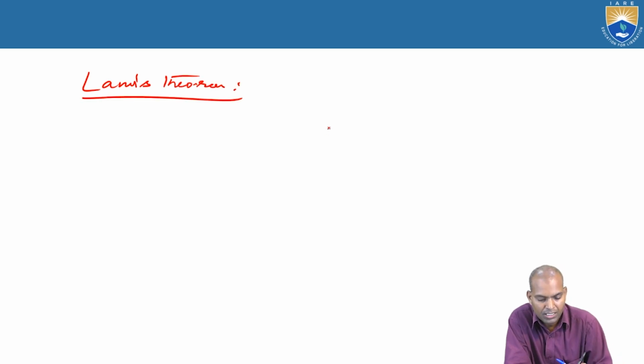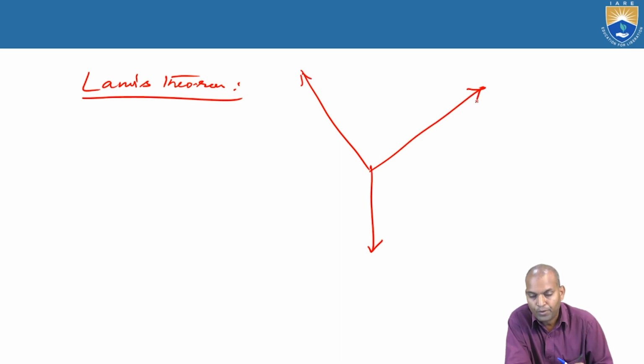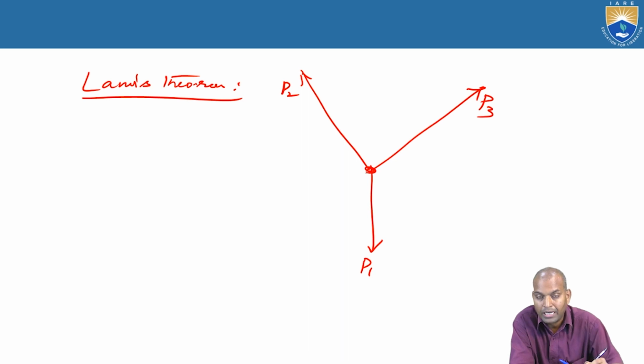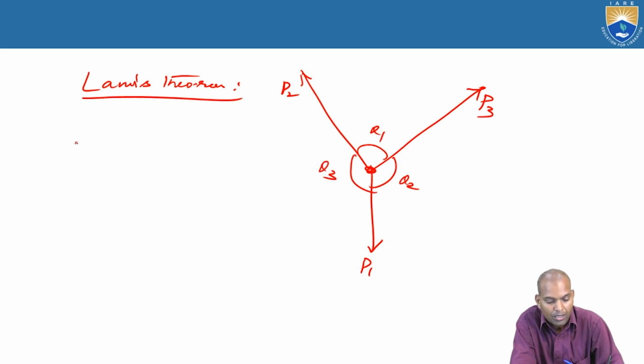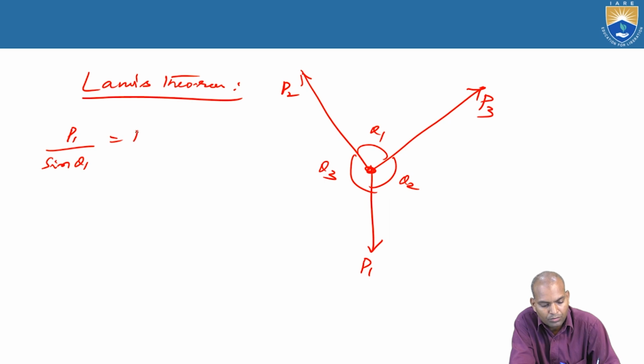Lami's theorem is used to calculate the unknown forces, provided one force and the angles between them are known. Suppose P1, P2, P3 are acting. It is also a concurrent force system. We know the angles theta 1, theta 2 and theta 3. P1 by sin theta 1 equals P2 by sin theta 2 equals P3 by sin theta 3.